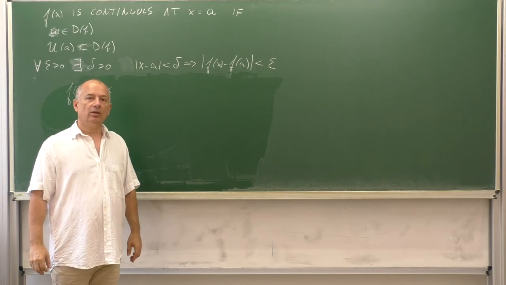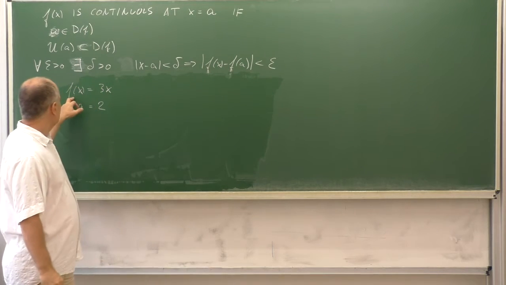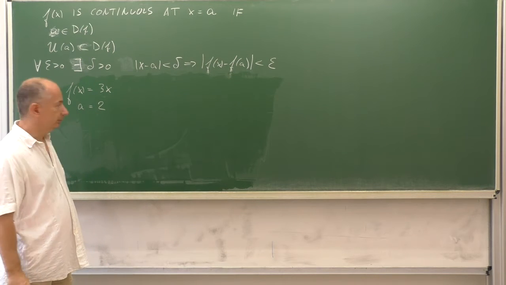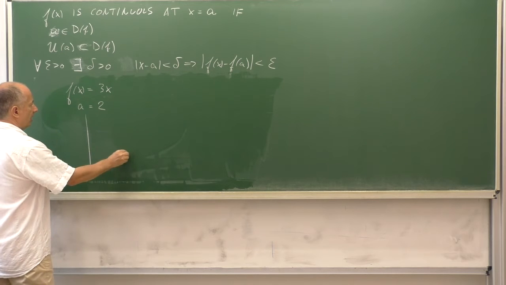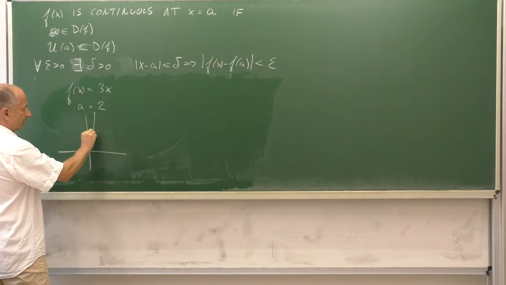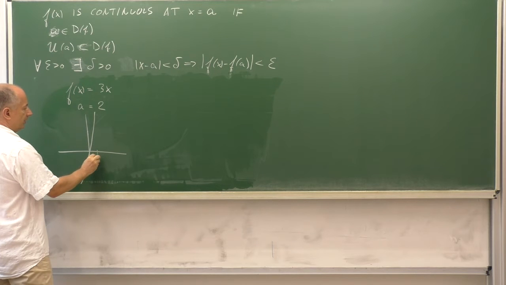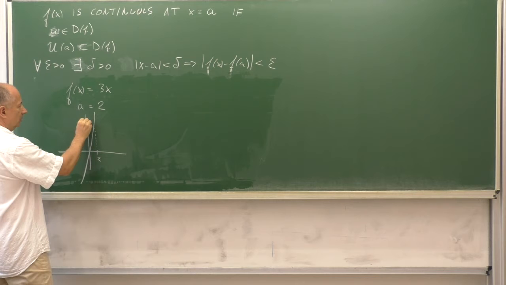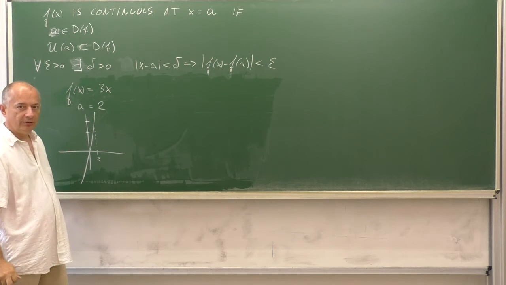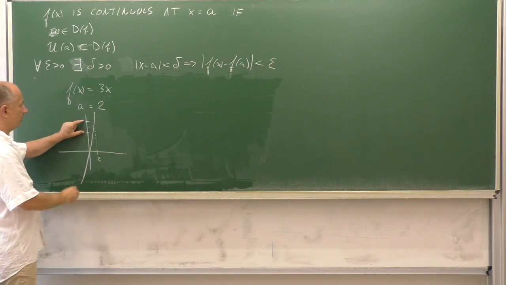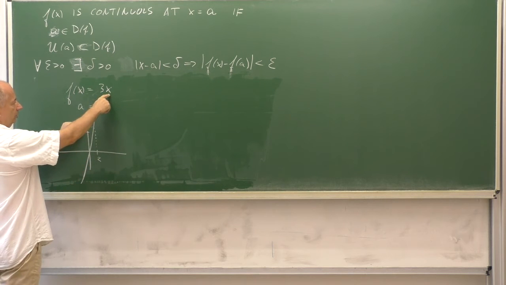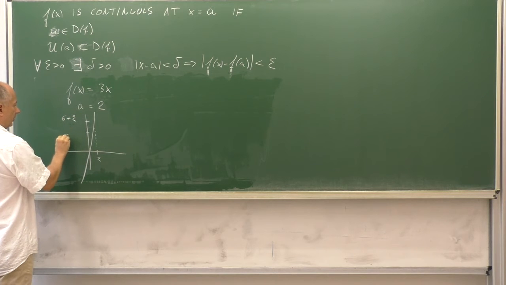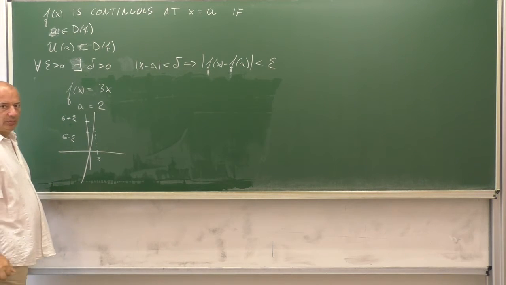In this exercise, we want to prove that the function 3x is continuous at the point a is 2. If we sketch the graph, then 3x looks like that. At some point a is 2, here's the function value. And if we want the function values to fall into this interval, 2 results in 6. So we have the interval from 6 minus epsilon up to 6 plus epsilon.